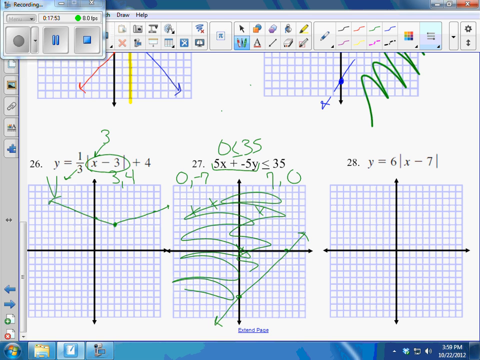And last one, number 28, another absolute value. So my vertex is 7 because 7 forces the absolute value bars to become 0. And if I add the other number, I'd add 0. So there's my vertex. A is a +6, so it's going to be very steep and a regular V. So I'm going up 6 and over 1 for my V. And now I can make my V. Okay? And there you go.